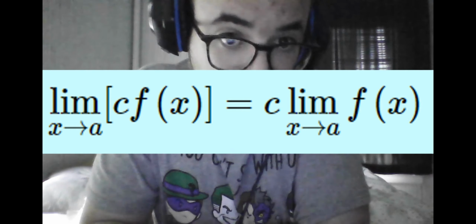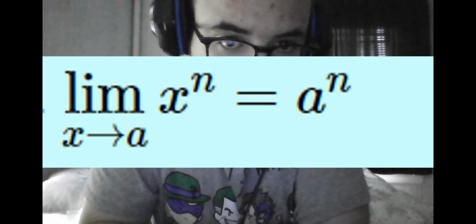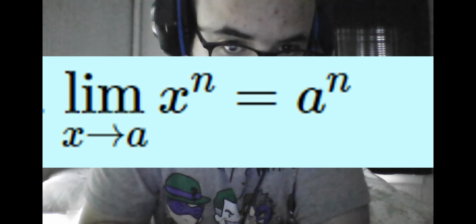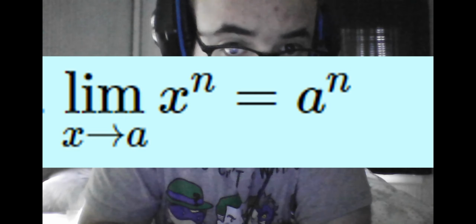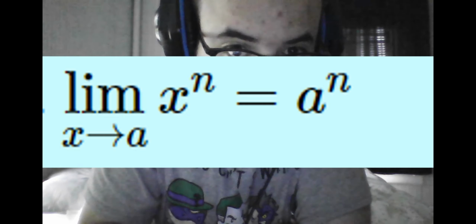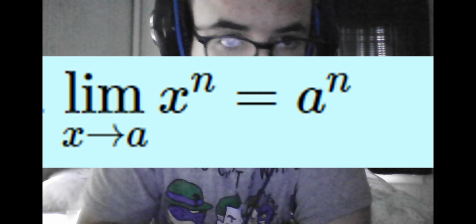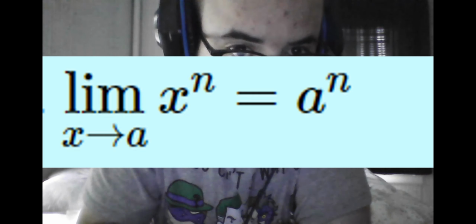The very last tool we would like to prove is that the limit as x approaches a of x raised to the power of n equals a to the power of n. And this is simply a special case of the power proof, where we limit our function of x to be x. If you are curious, all of these are valid for the one-sided limits from either direction as well.